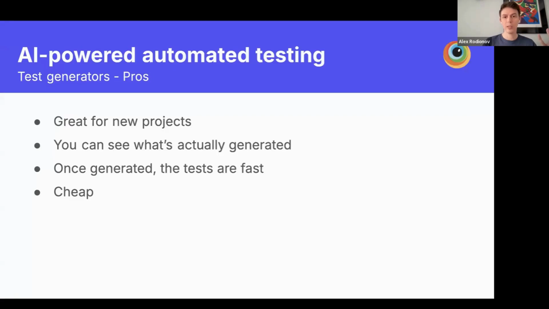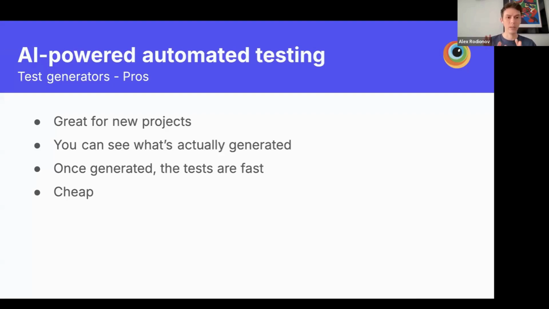So test generators work great for new projects. If you are just starting, there are no tests, and you're not even sure where to start, you can start using a test generator pretty easily. Just write a couple of tests, use this tool to generate, see if it's still passing, then you can commit and iterate over this test later.